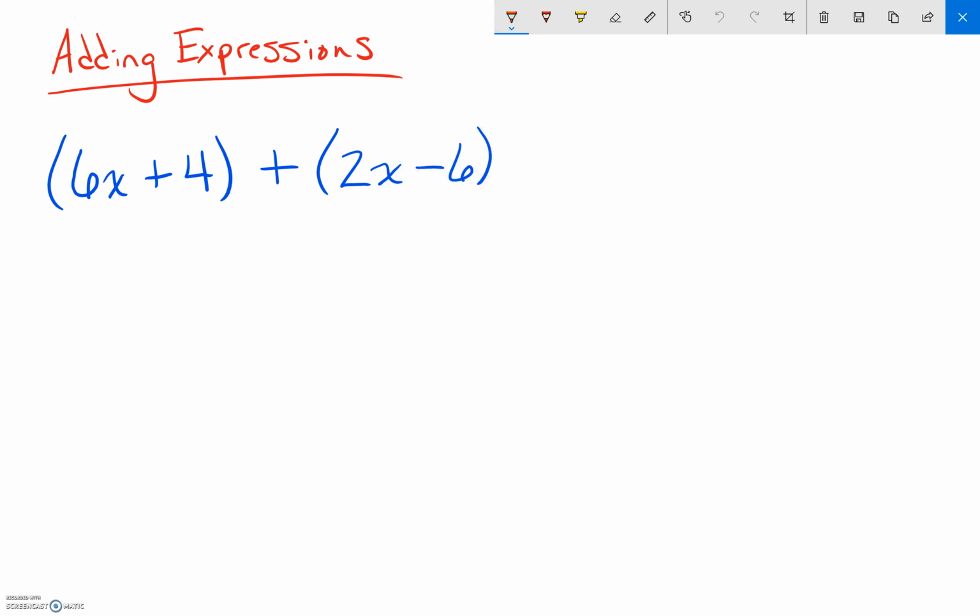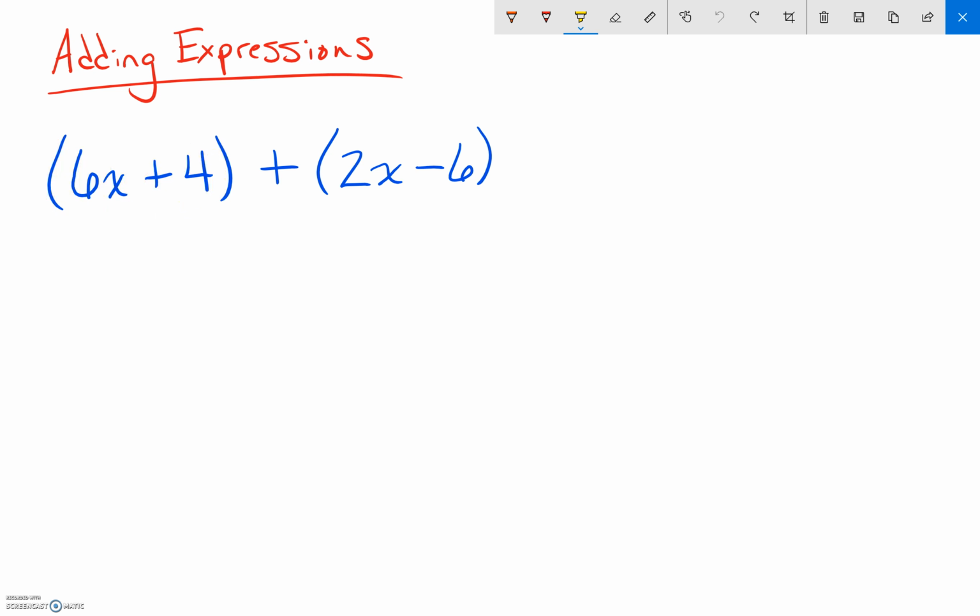6x plus 4 plus 2x minus 6. So the first thing you need to realize is that we have two expressions here. Here's our first one, 6x plus 4. And here's our second expression, 2x minus 6. We know that we're adding those because it has an addition sign.